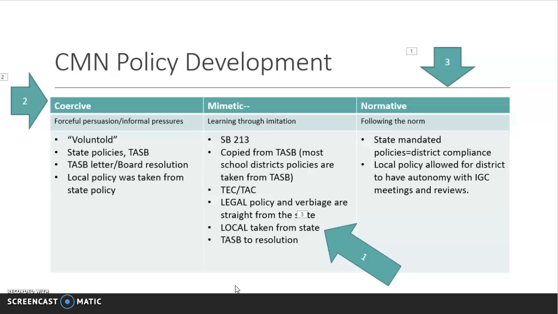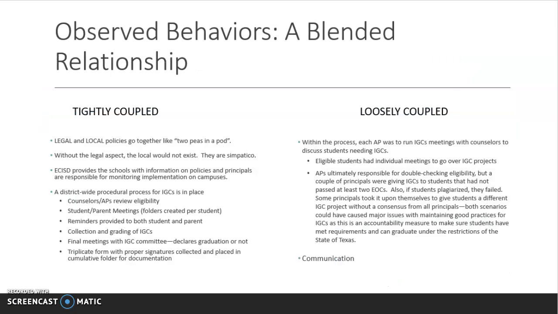And then the normative piece, the third, which is called following the norm, it's definitely state mandated policies, district compliance. And then local policies allowed for district to have the autonomy with IGC meetings and reviews. So I definitely think we fall within this category. There are definitely pieces in here from each one, but observed behaviors, a blended relationship. I see both. I see tightly and loosely, more tightly than anything. It's a beautiful marriage of sorts, these two.